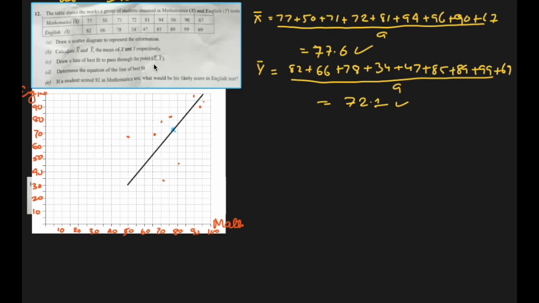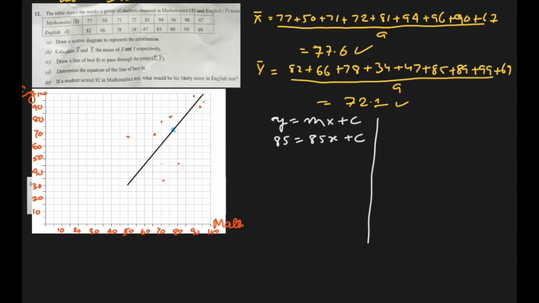Determine an equation of the line of best fit. For finding the equation of the line of best fit, let me take 2 points. Let's take this one, which is almost at the crossing, 85, 85. So, we know that the equation of a line is y equal to mx plus c. If I take this point 85, 85, it will be 85 equal to 85m plus c.